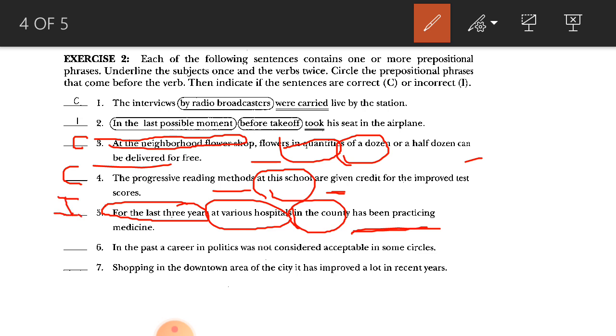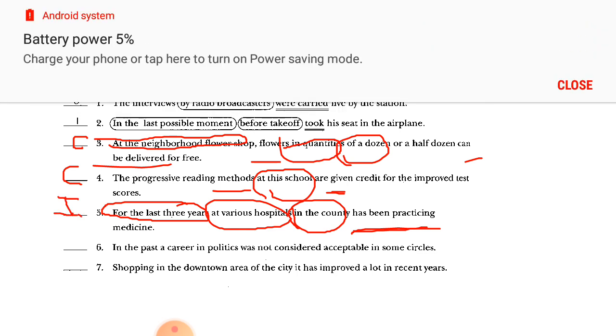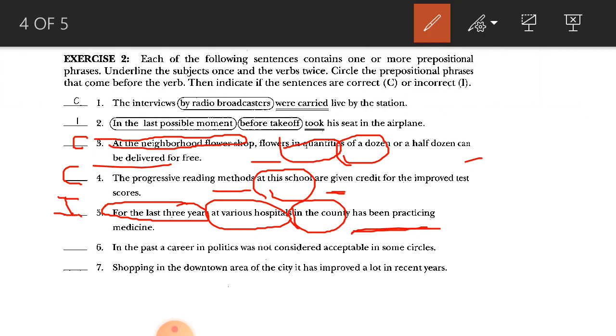Number 6. In the past, a career in politics was not considered acceptable in some circles. In the past is a prepositional phrase. A career is the subject. In politics is another prepositional phrase. Was not considered is the verb in the sentence. And we have also in some circles, the third prepositional phrase. So this sentence is correct.